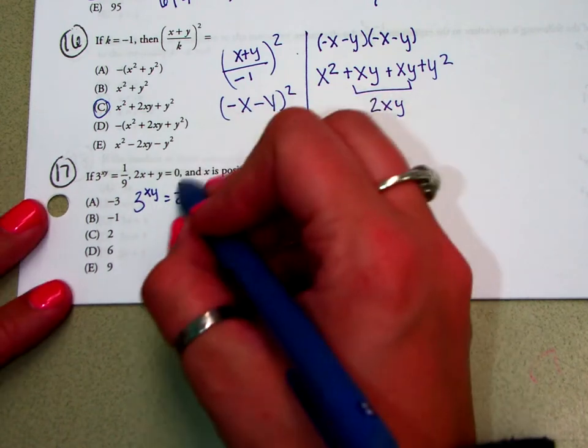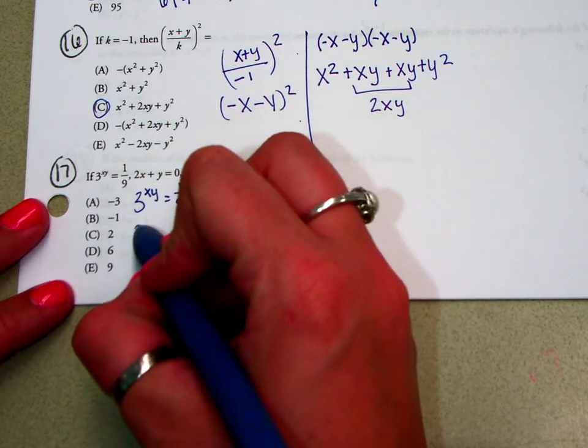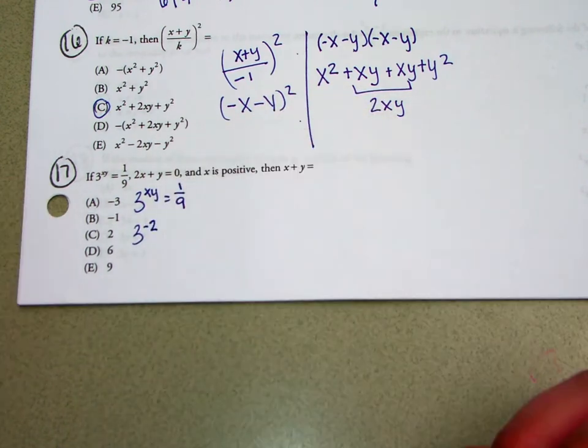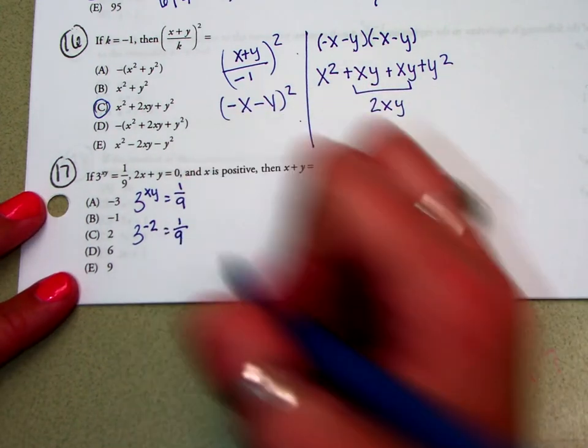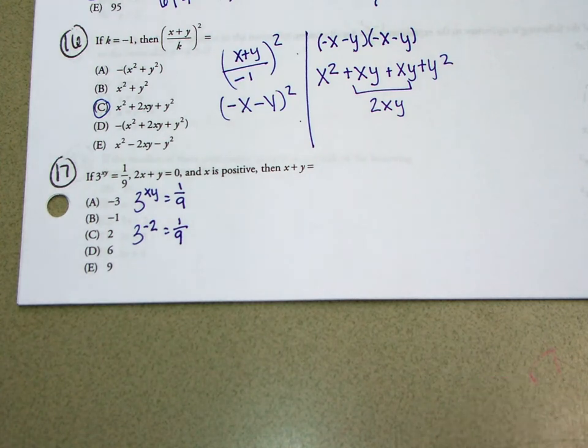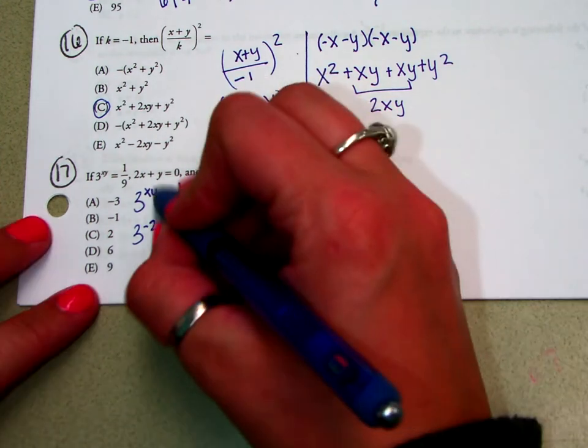The only way to get 1/9 is if my exponent is negative. We know that if we square 3, we get a positive 9, but if we raise it to a negative power, we end up with a fraction of 1/9. So we should know right here that x times y equals -2, because that's the only way we're going to get a 1/9 in the denominator.